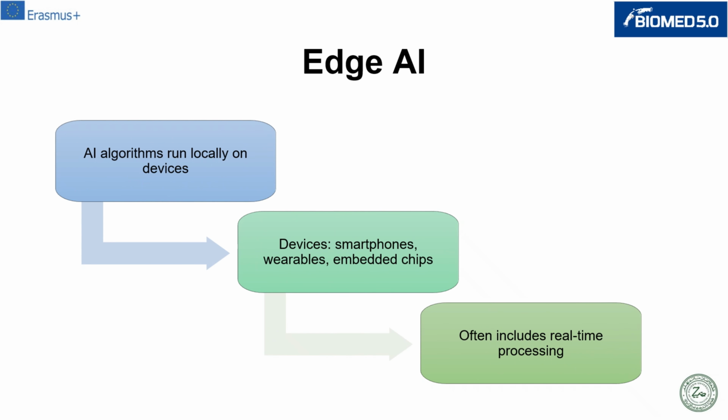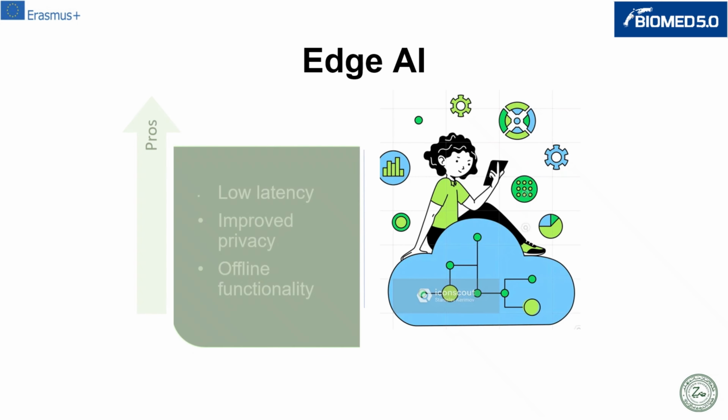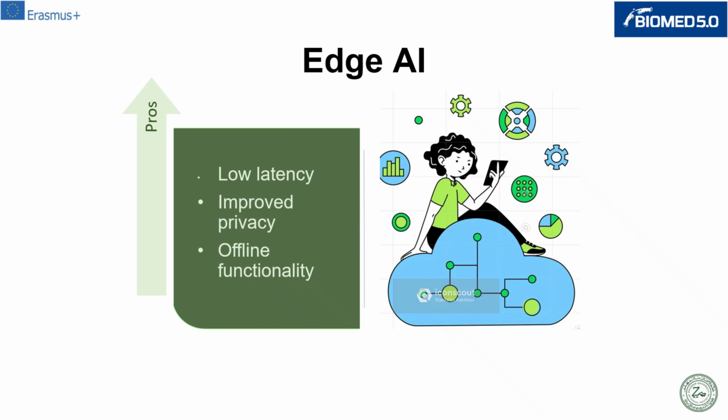Now let's look at the opposite approach, edge AI. In this setup, the AI algorithms run locally on the device itself. This could be a smartphone, wearable, or even a tiny embedded chip, and it includes real-time processing. Edge AI comes with its own benefits. Because the data does not need to travel to the cloud, edge AI allows real-time processing, offline functionality, and greater control over privacy.